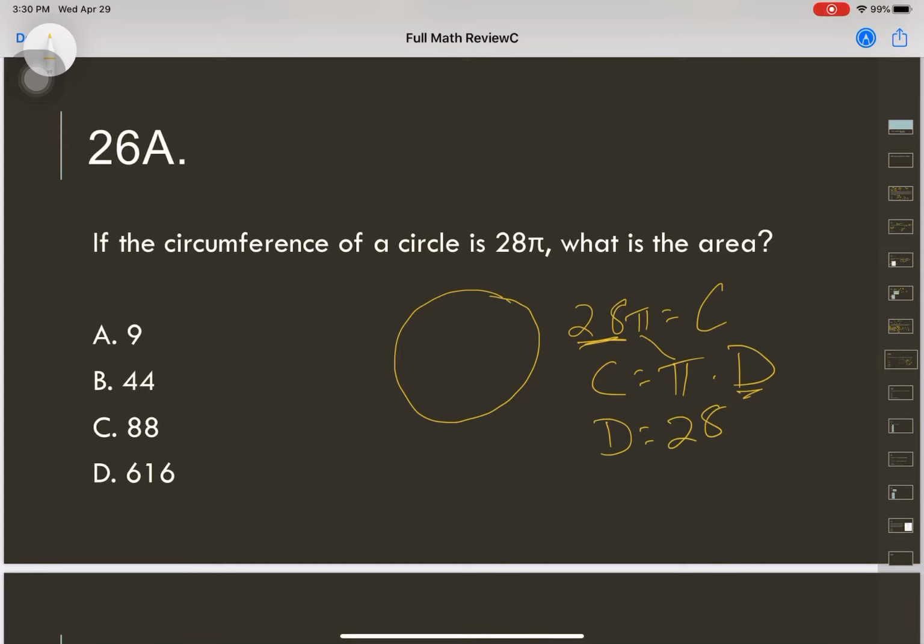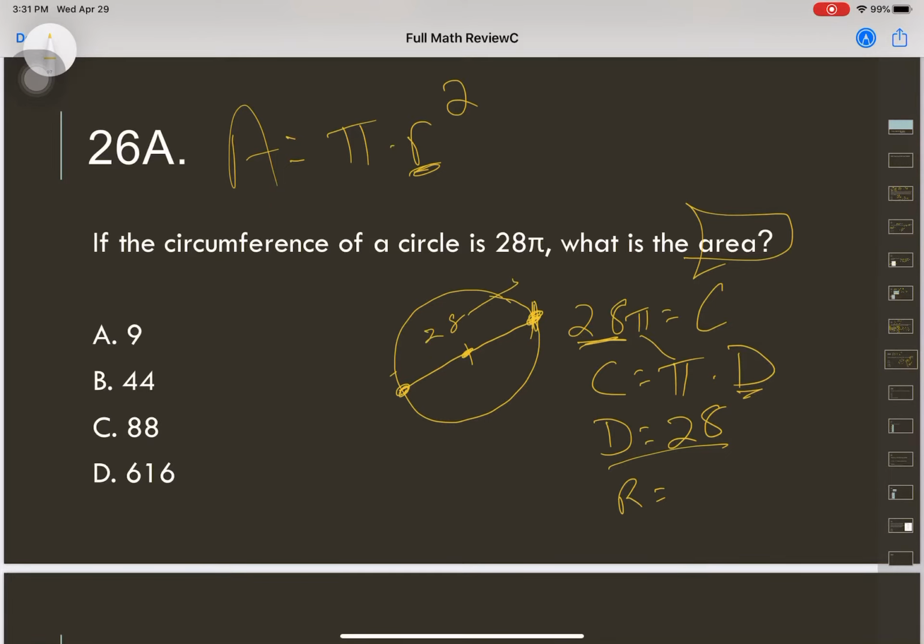If my diameter is 28, now I've got to look at area. Area's formula is pi times radius squared. So first I need a radius. Right now I have a diameter. So to get a radius, the diameter goes from one side through the middle to the other side. That's your diameter. Your radius is half of that. So if the diameter is 28 from here to here, then half that is 14.